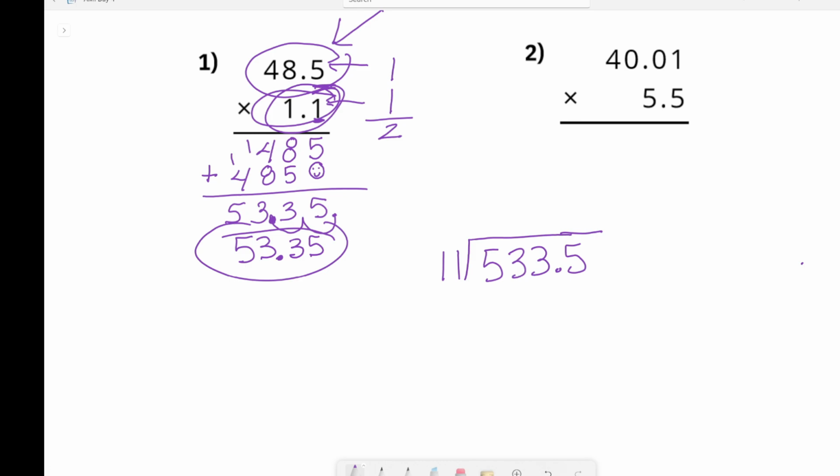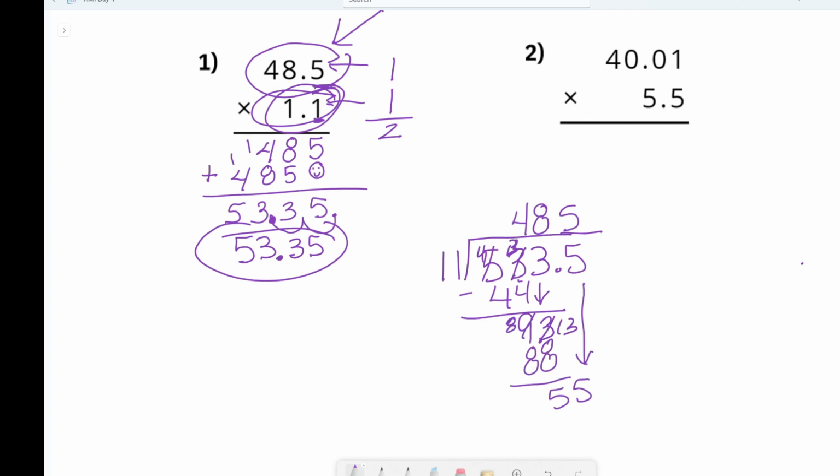So 11 will not go into 5, so we're moving over here. 11 will go into 53 times without going over. 4, subtract, bring down 3. 11 will go in there 8 times without going over. Subtract. We have 5. And the decimal point with division just goes straight up. It takes the elevator straight up, so it will sit right there.